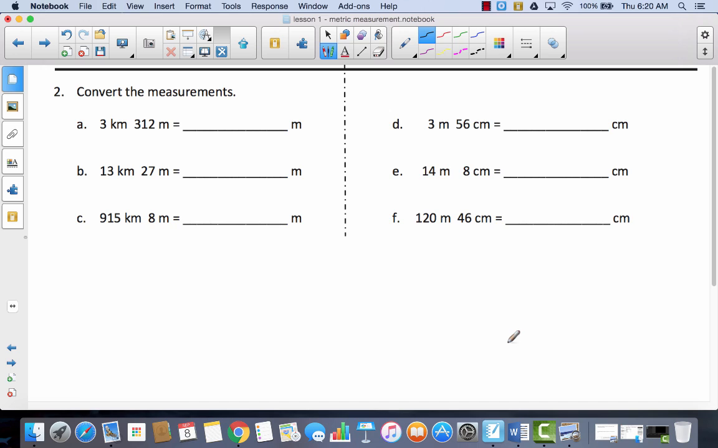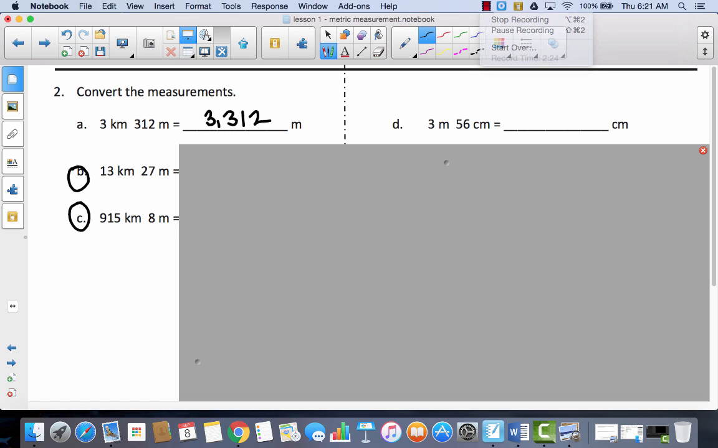All right, let's see if we can do a little bit trickier problem. So this time we've got 3 kilometers and 312 meters. So I know that there are 3,000 meters in 3 kilometers. So I have 3,000 plus 312, which is equal to 3,312. Why don't you try to do B and C by yourself, and then we'll come back and check together.